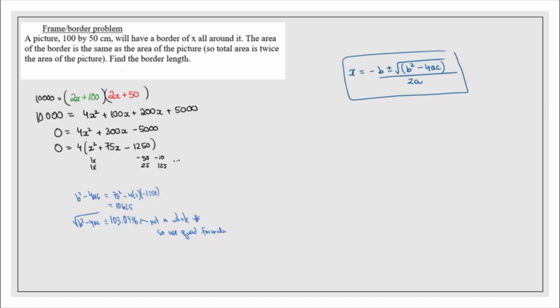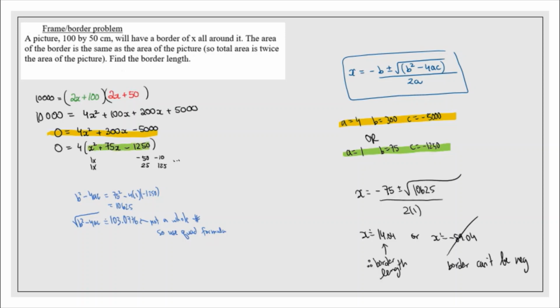All right, so here is the quadratic formula. So now you could choose to use the a, b, c from this equation if you wanted to, or you could use the a, b, c from this particular equation without that 4. Both of them will work. And when you plug the numbers in, you get two answers. One of the answers turns out to be negative, and x is our border length, which cannot be negative. So therefore, the border here will have to be 14 centimeters.